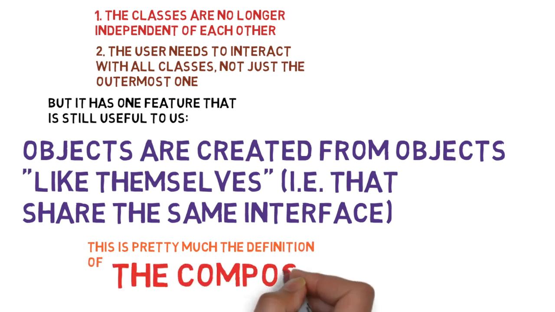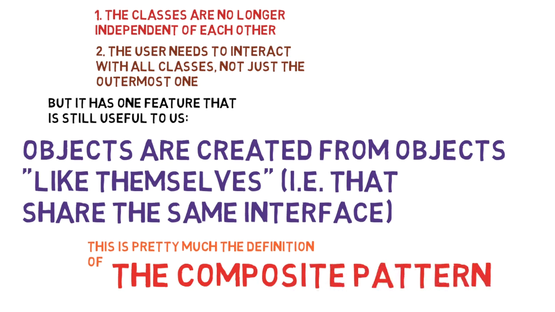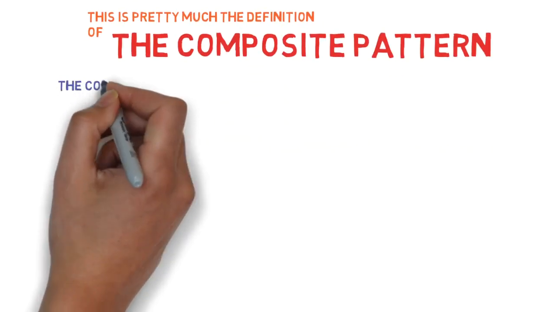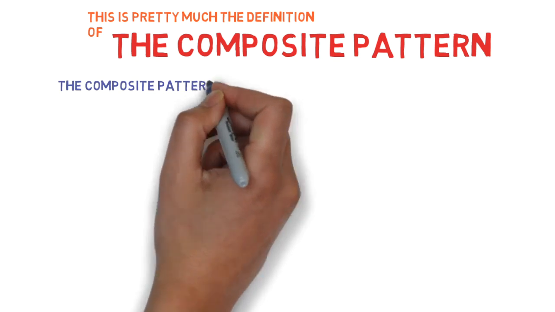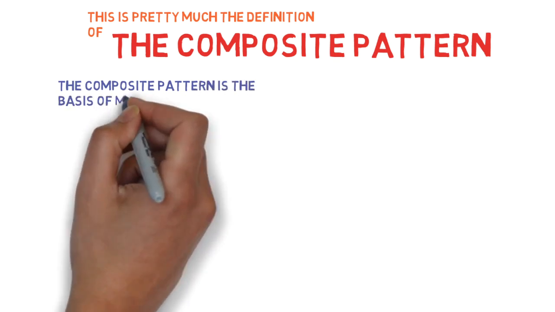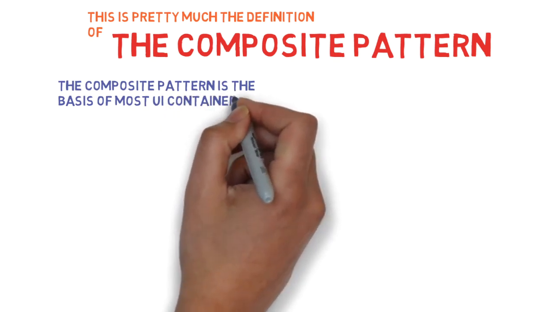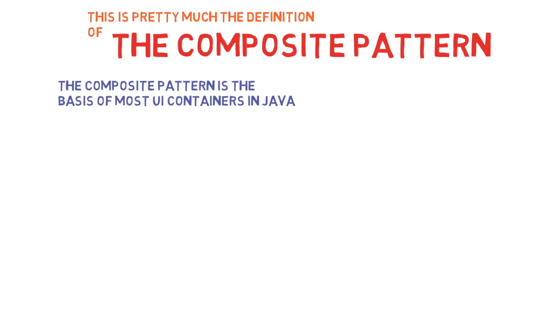The composite pattern speaks of objects which are all like themselves, share the same interface, they have a whole bunch of interrelationships with each other, and the user needs to be able to deal with every object individually and the entire composite as a whole in exactly the same manner. If you've ever dealt with UI containers, especially in a programming language like Java, that's pretty much the composite pattern. You have the entire UI as a whole, which is the composite, and you have individual UI elements within the container. The way the user interacts with the individual UI elements is exactly the same as how he interacts with the UI as a whole.